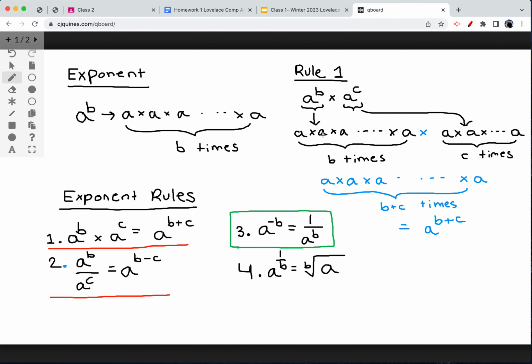So firstly, does anyone have any questions on these basic definitions? Okay, so then I'll move on.